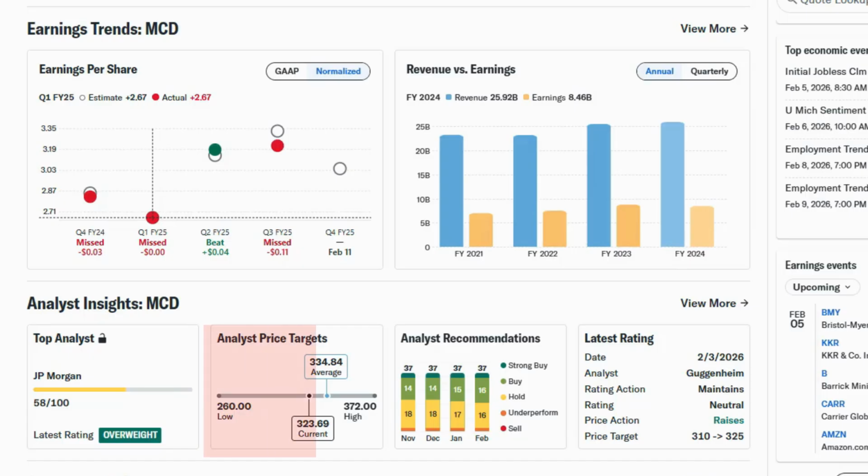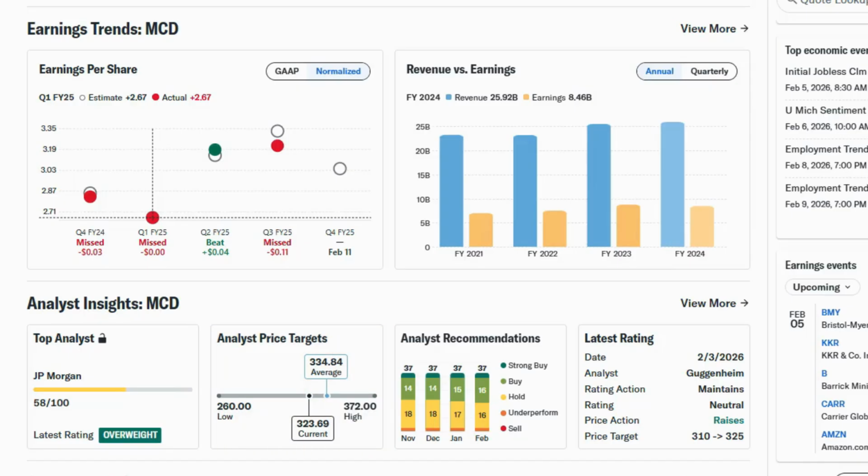Next to that is analyst price targets. This shows the range of where analysts believe the stock could trade over the next year. You'll see a low estimate, a high estimate, and an average target. The current stock price is shown here for comparison, so you can immediately see whether the analysts believe the stock is undervalued or already priced near their expectations.